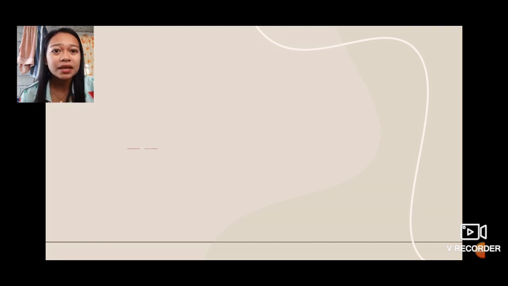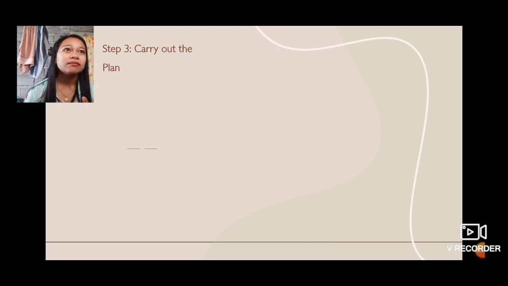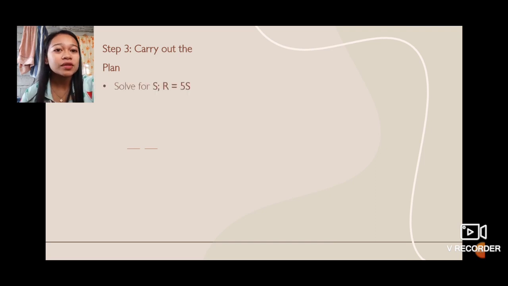The next step is, of course, step 3, carry out the plan. So dito, yung na-devise natin na plan or yung mga nabuo natin na equation, we are going to solve that. So yung sa step 1 natin, yung sa understand the problem natin, masasagot natin yun siya or makikita natin yung solution on that certain problem. So first, we are going to solve for S, and we are using R equals 5S. So here, gagamitin natin yung second equation natin to solve for S, which is R plus 15 equals 3 times the quantity S plus 15.